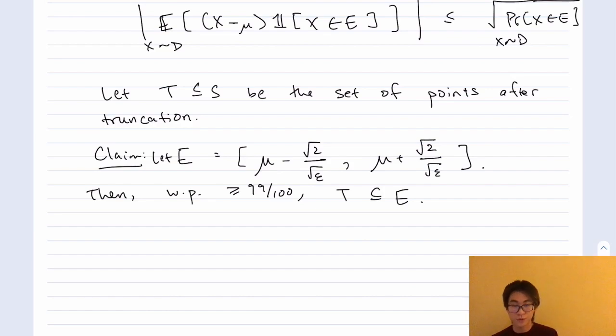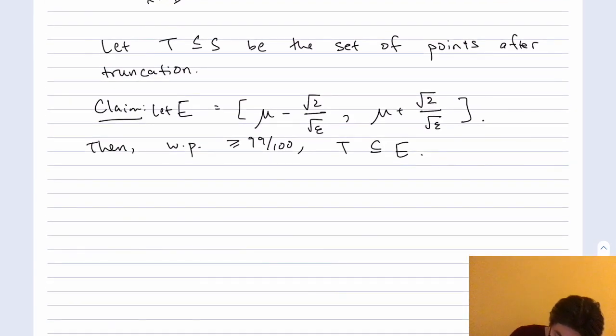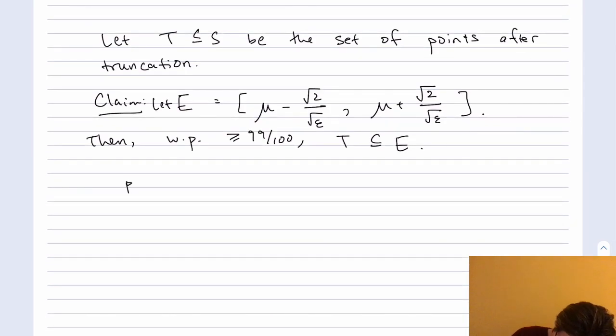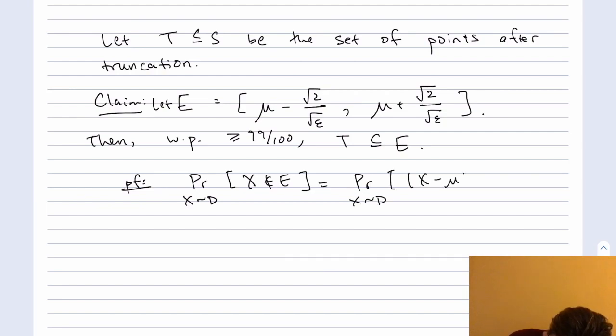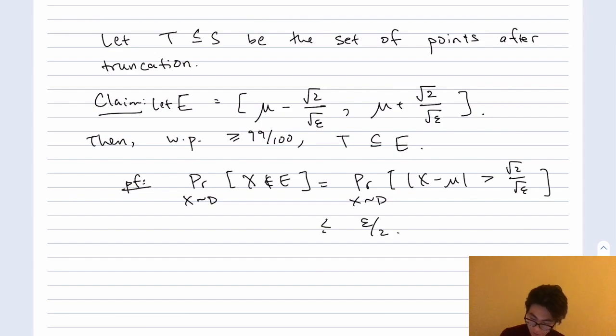Okay, let's see why this is true. So first, let's bound the probability that a good point lands outside of this interval. So if I'm actually drawn from D, the probability that I'm not within E, well, this is simply the probability that |x minus mu| exceeds root 2 over root epsilon, which by Chebyshev's is at most epsilon over 2. This is just by Chebyshev's.